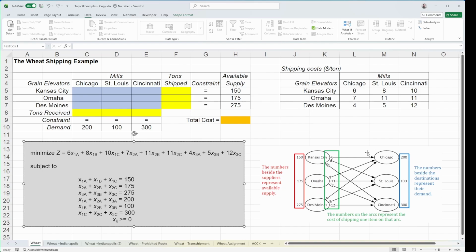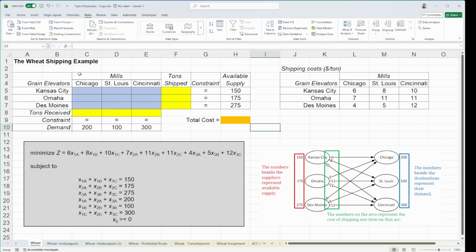For customers, we look at the incoming arcs. As an example, for Chicago, there are 3 incoming arcs. In other words, Chicago can receive the wheat from 1 Kansas City, 2 Omaha, and 3 Des Moines. Right? So whatever is received by Chicago should equal what it wants. That is 200. So X1A plus X2A plus X3A should be equal to 200. That's what we have here. Same thing for St. Louis and Cincinnati.